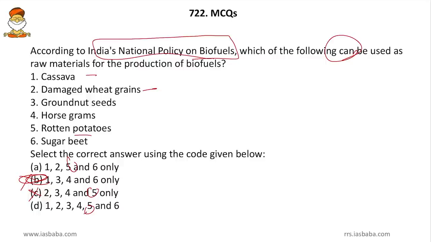So friends, here 3 and 4 we will check it out. Friends, we know that 3 and 4, they are pulses and oil seeds. And we are actually producing these pulses and oil seeds less in number. And it is very insane to use those crops which are already less in number for ethanol blending. So either we have to import and then use for ethanol blending, which is economically illogical. And if that was easy, we would have imported enough groundnuts and horse grams for consumption itself. So these 2 cannot be options here. So we tick A as the option, that is 1, 2, 5 and 6.